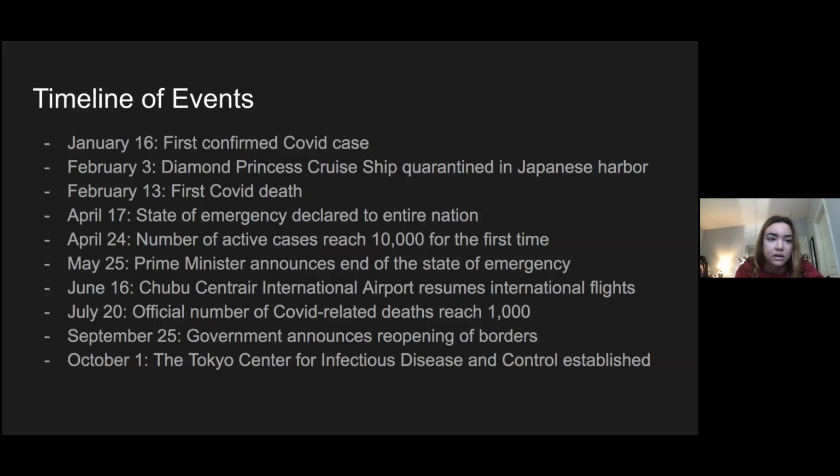Despite this, the government announced that it will reopen borders for all foreign visitors with permits to stay in the country on September 25th. And then on October 1st, the Tokyo Center for Infectious Disease and Control was established in order to learn more about the pandemic.